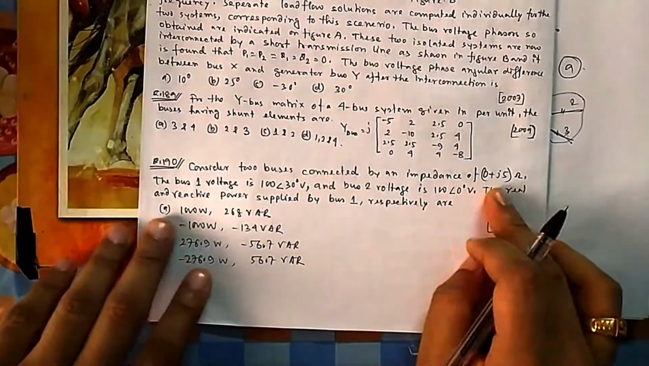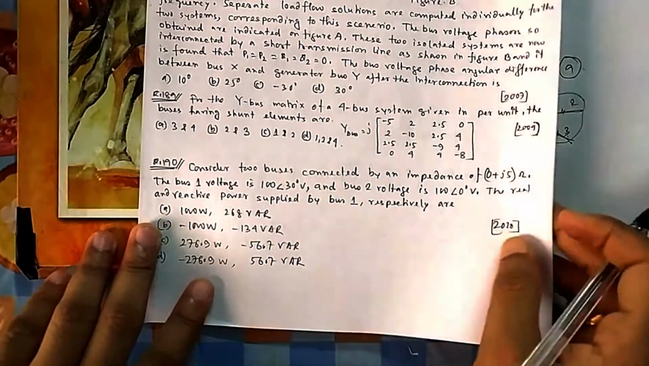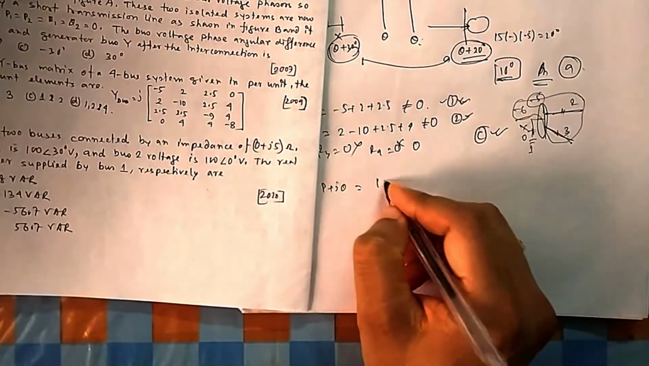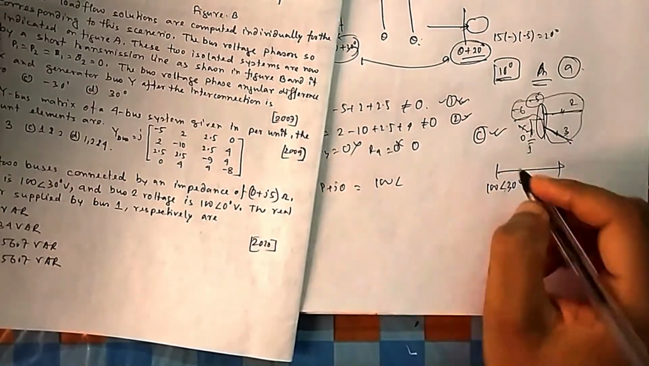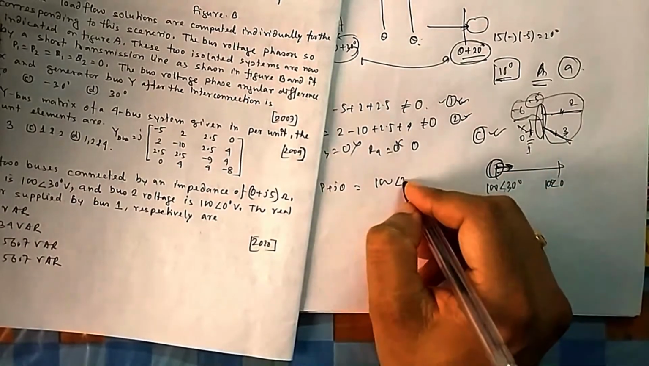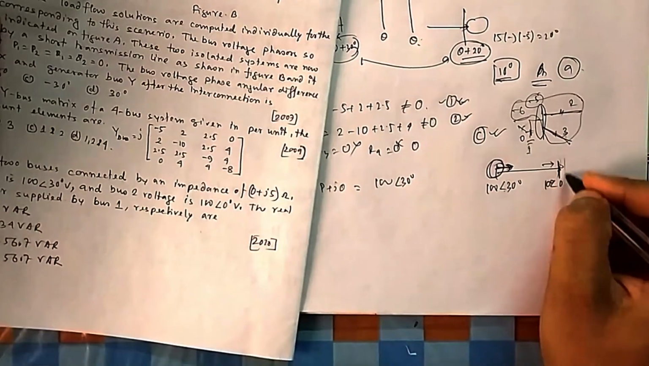Consider two buses connected by an impedance of this. Bus 1 is this, bus 2 is this. Find the real and reactive power supplied by bus 1. This one you know: P plus jQ is equal to Vi star. So power is flowing from 1 to 2. We are asked to find this power. How much power is going from this? So this voltage into current. If they ask you how much power is coming here, then this voltage multiplied by this current.